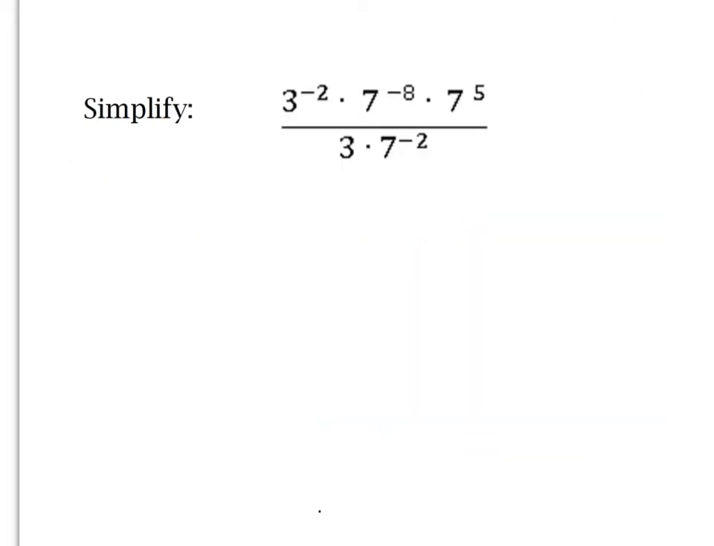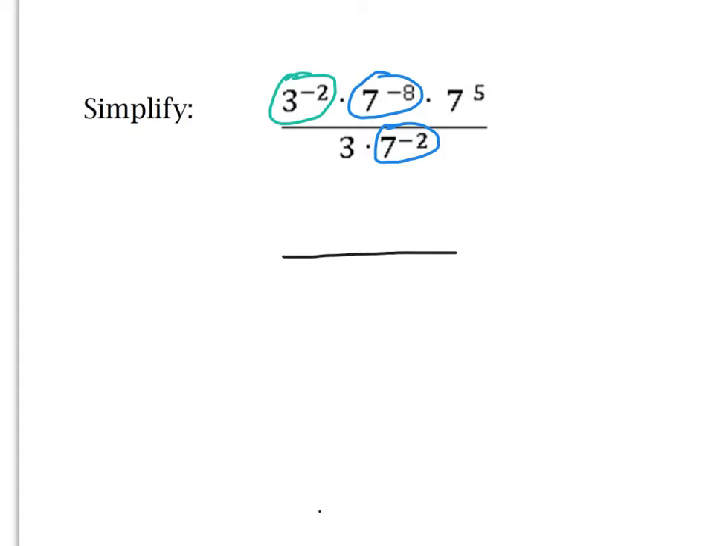Okay, so take a minute and write this one down. Pause if you need to. So the first thing I want to do is identify my negative exponents. So I see that I have a few. I have 3 to the negative 2nd in the numerator. I have 7 to the negative 8th in the numerator, and I also have the same base 7 to the negative 2nd in the denominator. My others are positive. I'm not going to circle those.